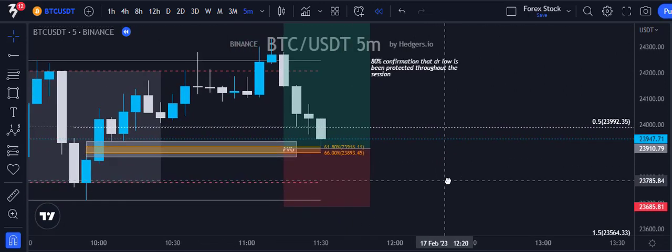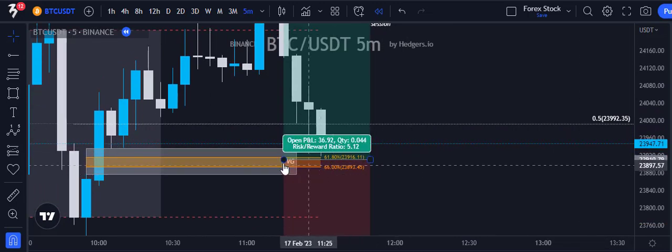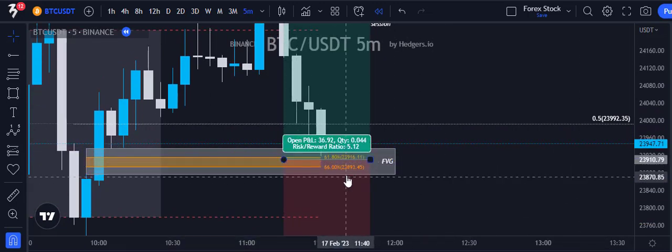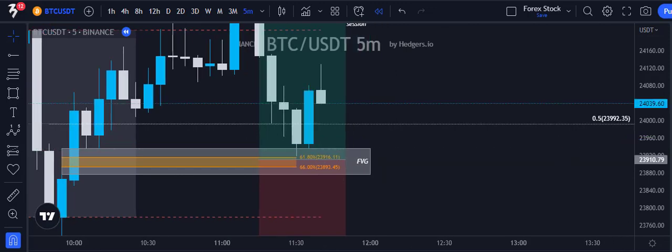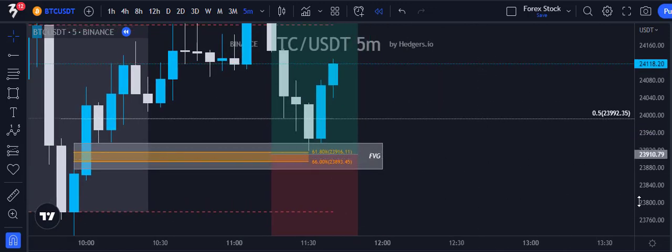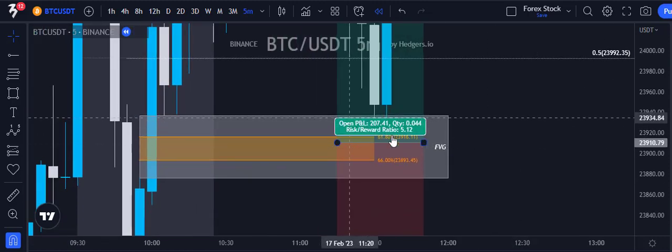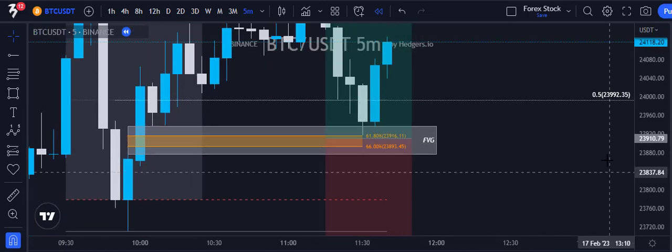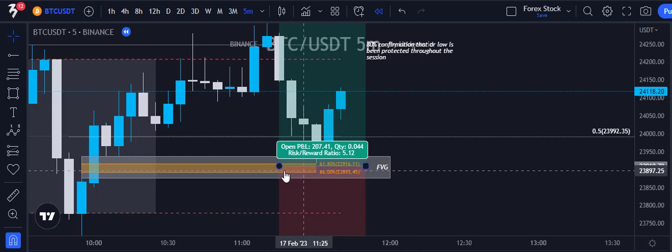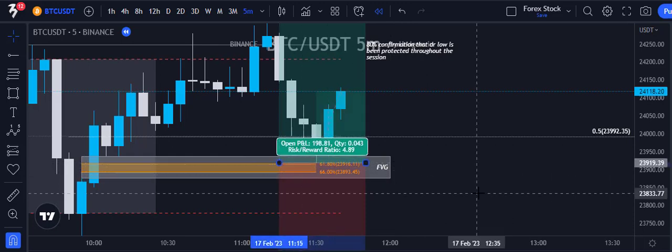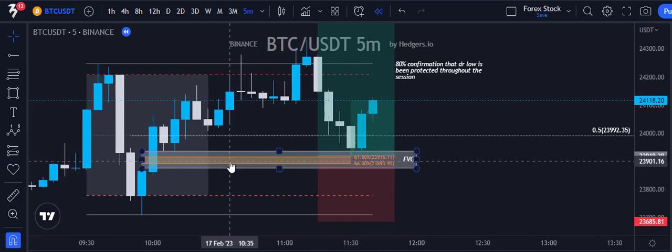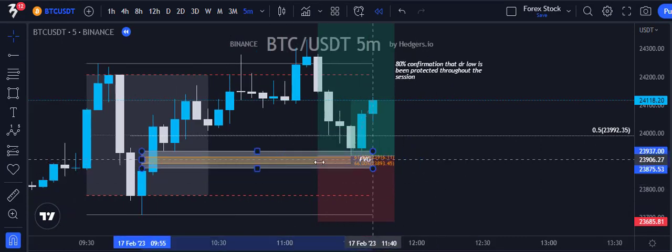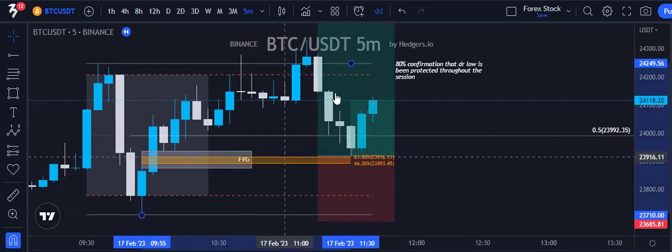Okay, it comes to the fair value gap. Exactly, bounced above, taking the fair value gap here. Okay, this is your entry point. You can completely see that it front ran the Fibonacci golden pocket.